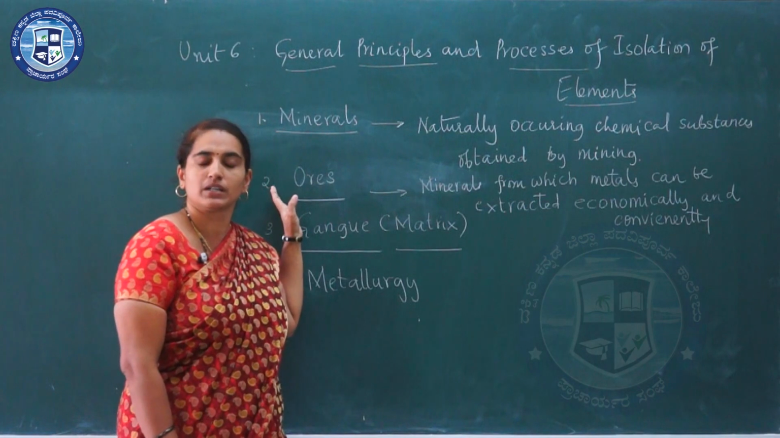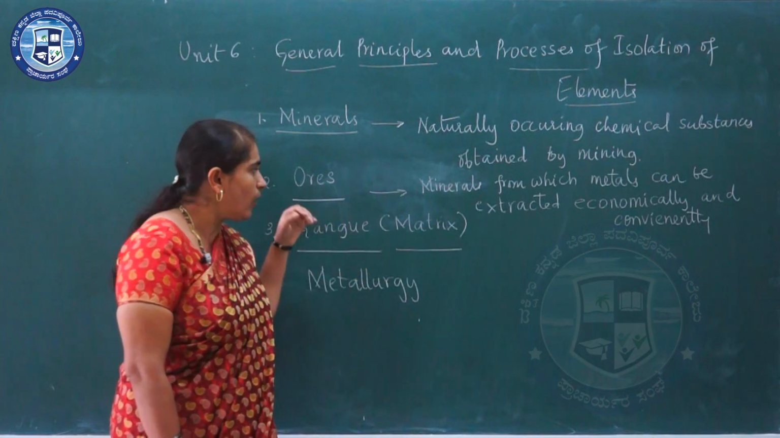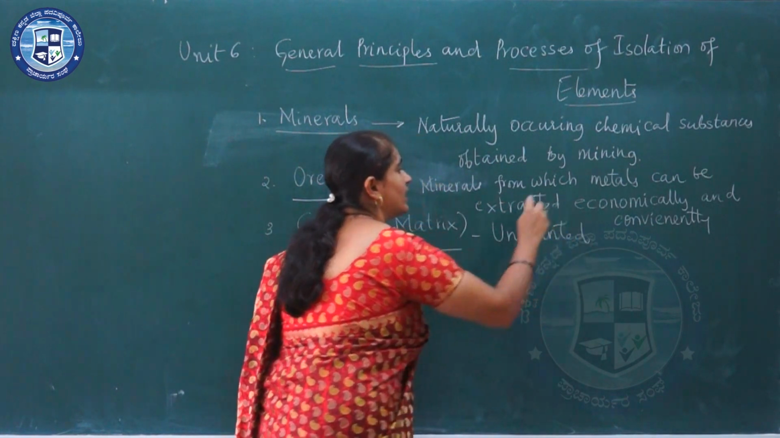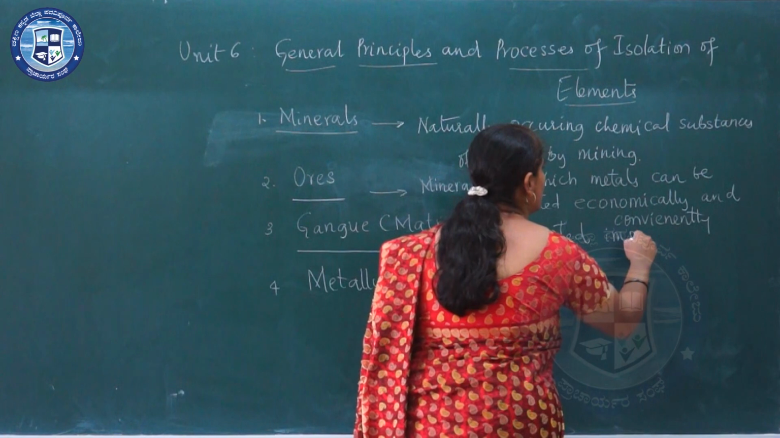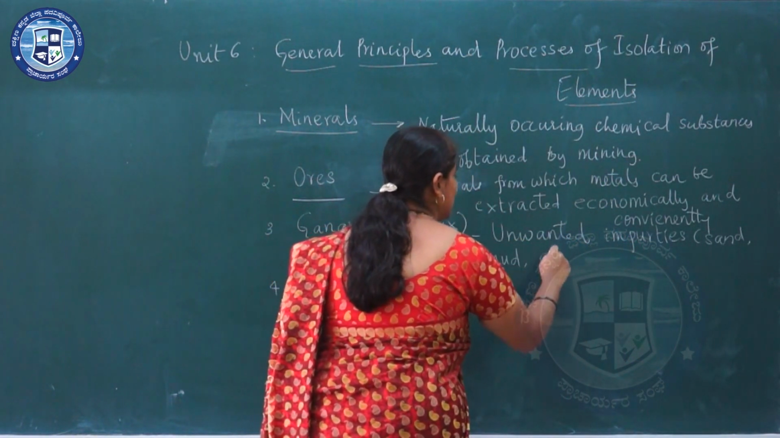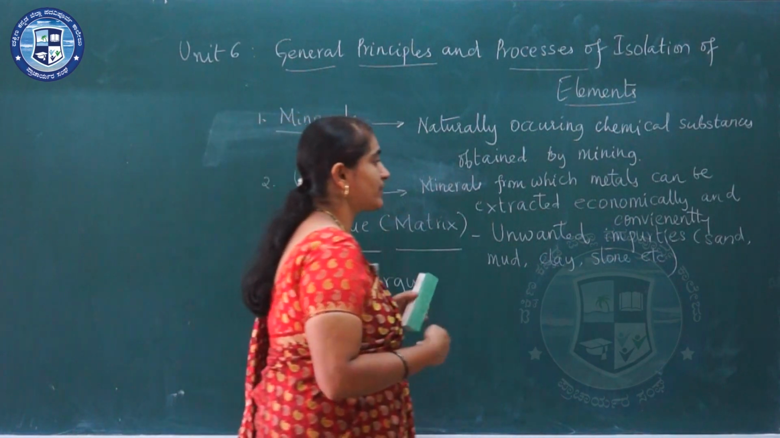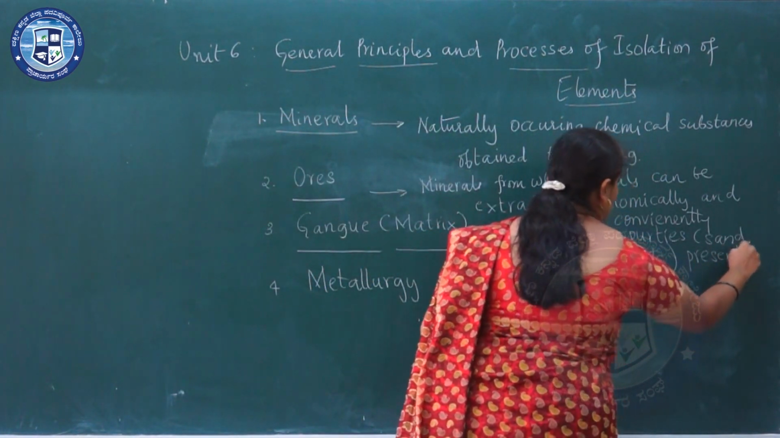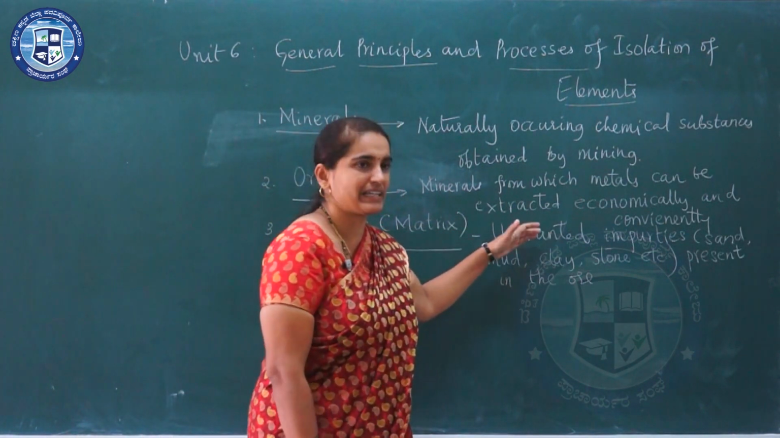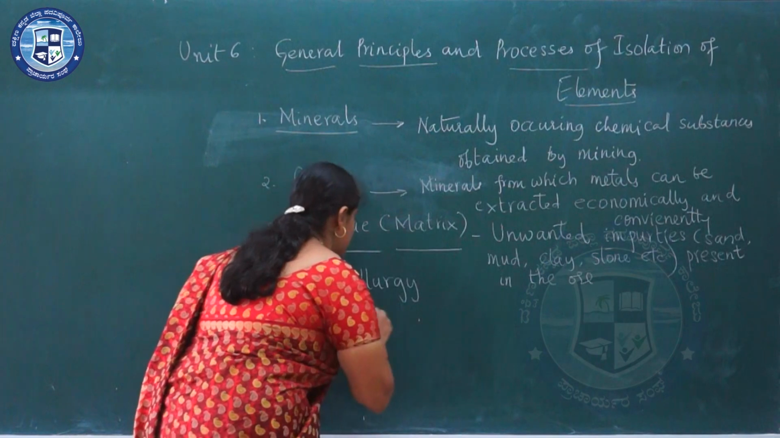Now I have identified the ore. Directly will we get the metal? No. It contains certain impurities or unwanted materials. All those unwanted materials present in this ore are called gangue. What may be the unwanted impurities? These impurities may be sand, mud, clay, stone, etc. They should be present in the ore. So all those unwanted impurities present in the ore are collectively called the gangue or matrix. And the last concept is metallurgy.